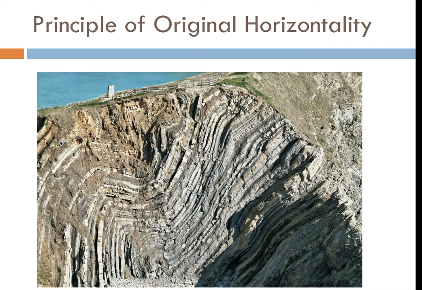This is actually a really famous location called the Purbeck Group. These are limestones with really famous fossils of reptiles and early mammals from the Jurassic period. Plesiosaurs are some of the fossils found in these rocks. But you can see how folded up they are, though they were originally horizontal.